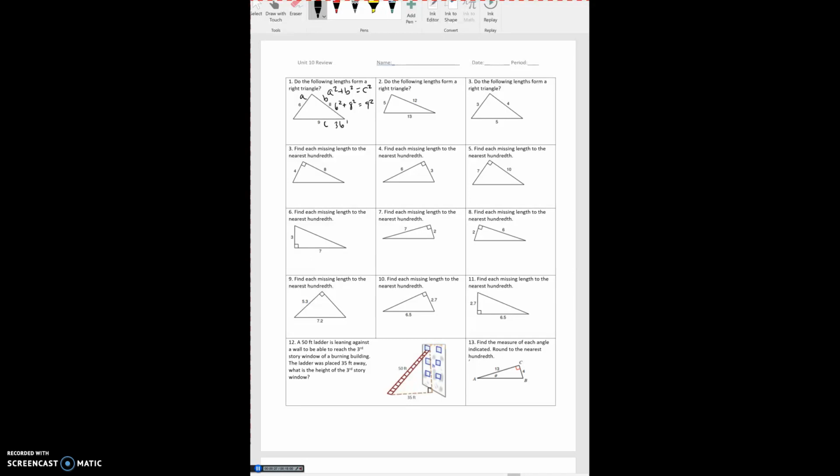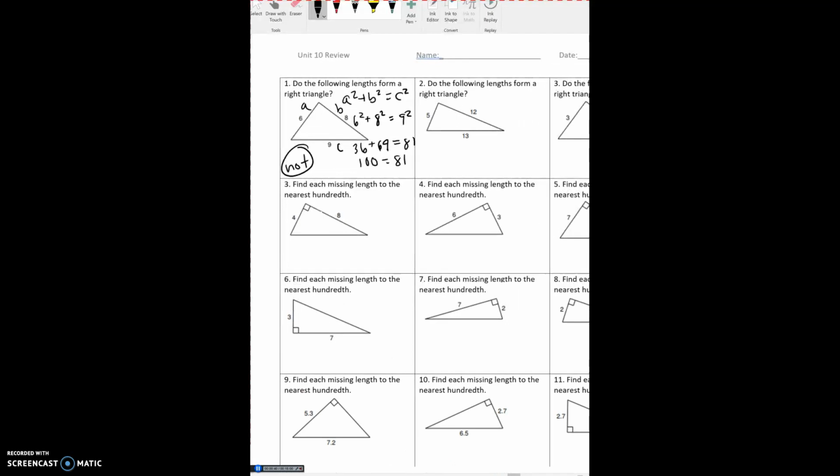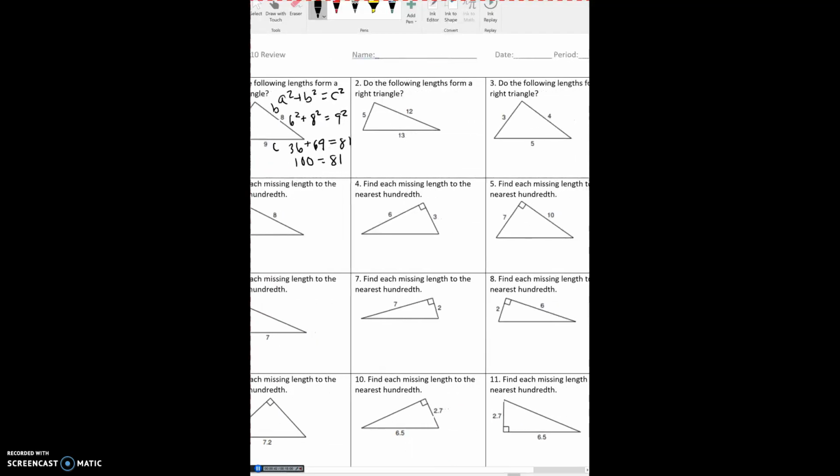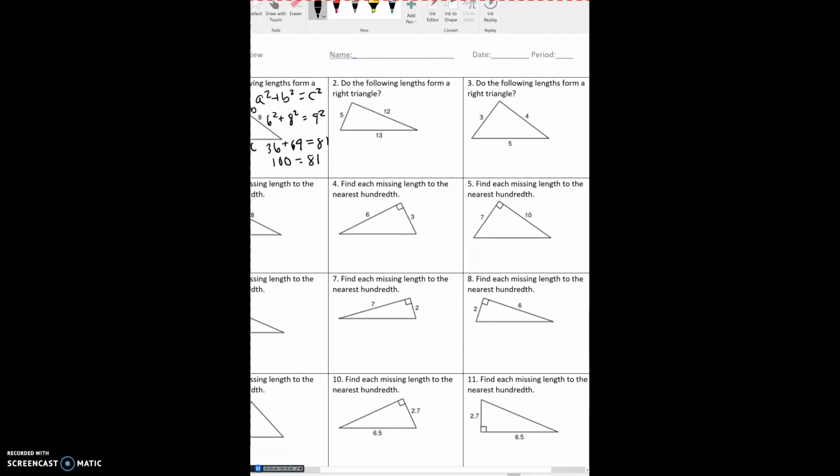6 squared is 36 plus 8 squared, which is 64. That should equal 81. This is 100. It does not equal 81, therefore this is not a right triangle. Zoom in a bit. Do the following lengths form a right triangle?